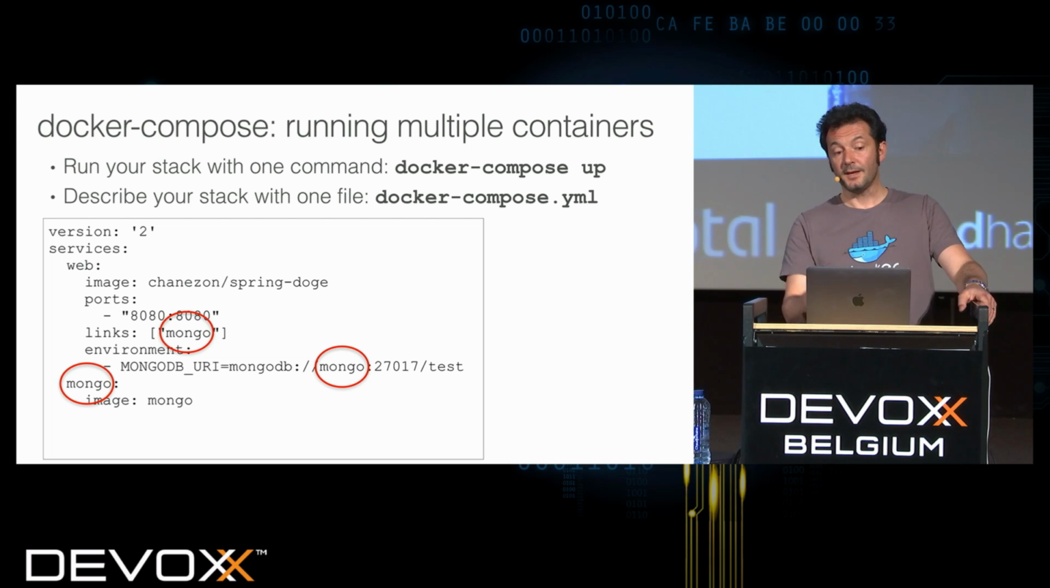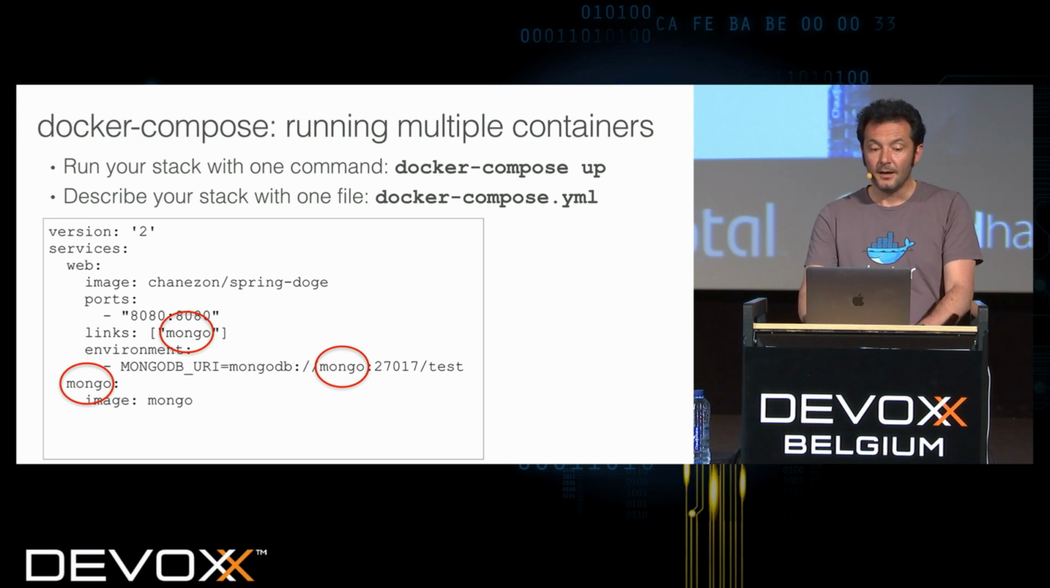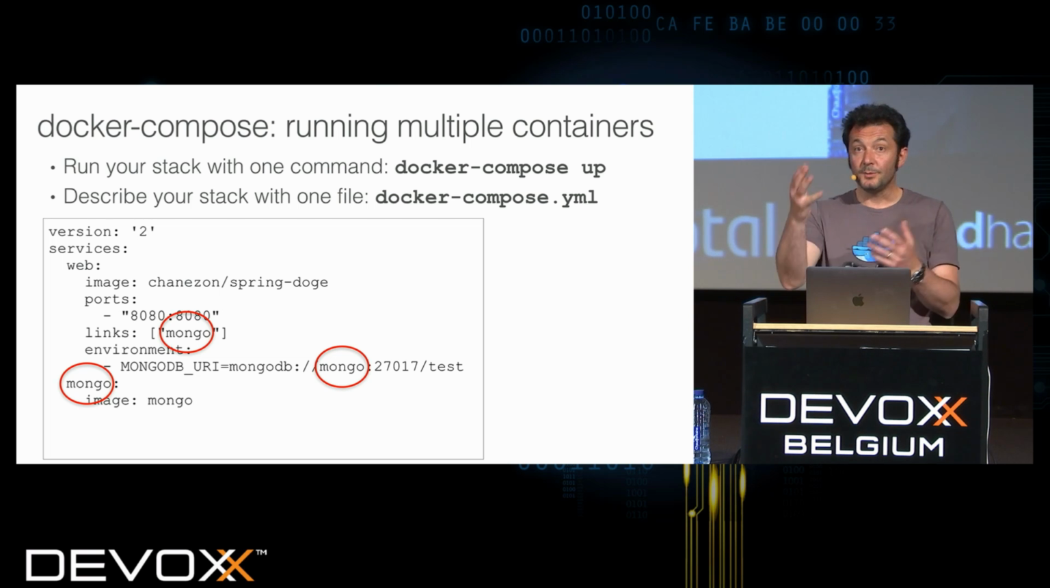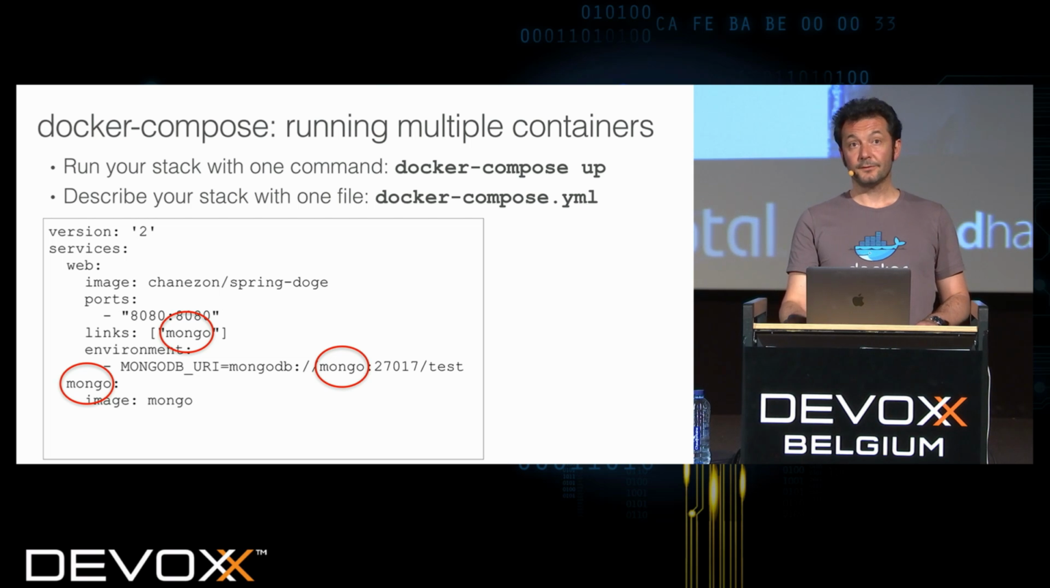So you create a YAML file. Here, I'm using version 2 of the Compose format. I define a set of services. So here, I have web and Mongo. For web, I specify the image that I want to run. This is the image that we just built before. The port mapping, I can create some links. So links between services. So here, I'm going to create a link from the web service to the Mongo service.